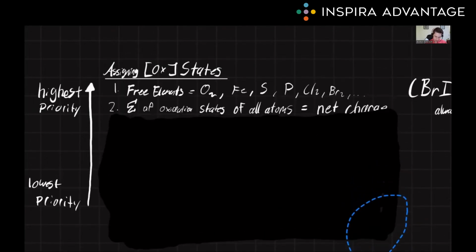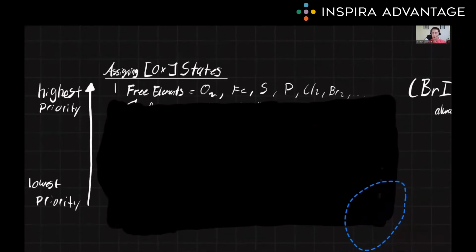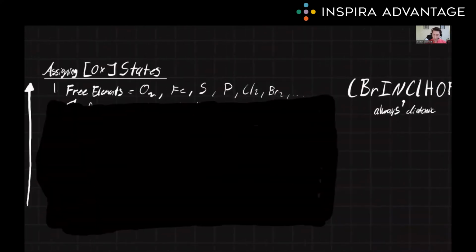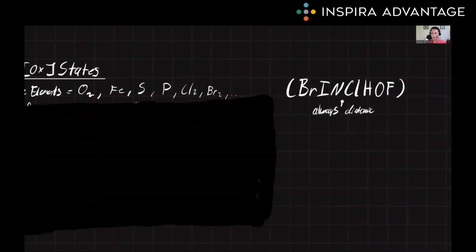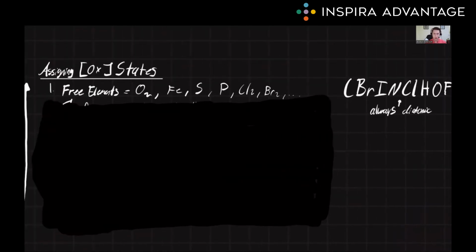Well, what is a free atom? These include things like O2, iron by itself, sulfur by itself, really anything just by itself that has a zero charge on it is called a free atom. Any of your Brinkelhoff atoms or your diatomic gases are going to be these free elements that have a charge of 0. The second tenet we need to understand is that the sum of all substituent atom oxidation states will equal the net charge of the compound.